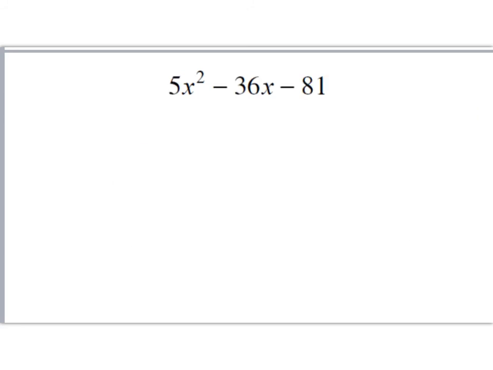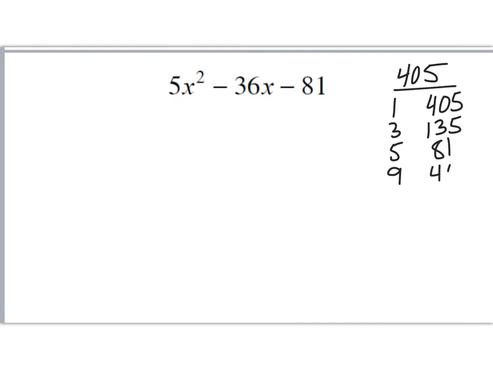All right, one more before I'm going to have you practice one. 5 times 81 is 405. I know, seems kind of big, right? And they're going to be what? Positive and negative or the same sign? Look at the -81. That means one's going to be positive, one's going to be negative, which means I'm going to be subtracting to get 36. So I'll start with 1 and 405, 3 and 135, 5 and 81, and 9 and 45.